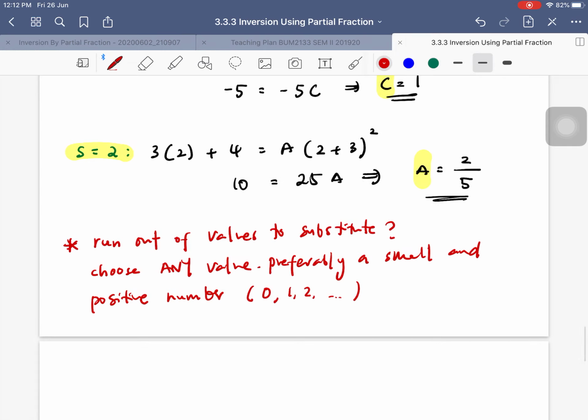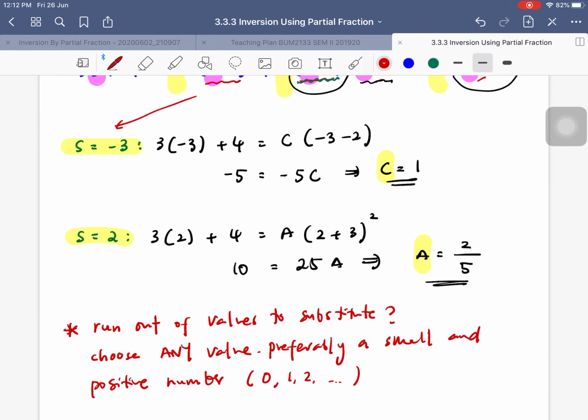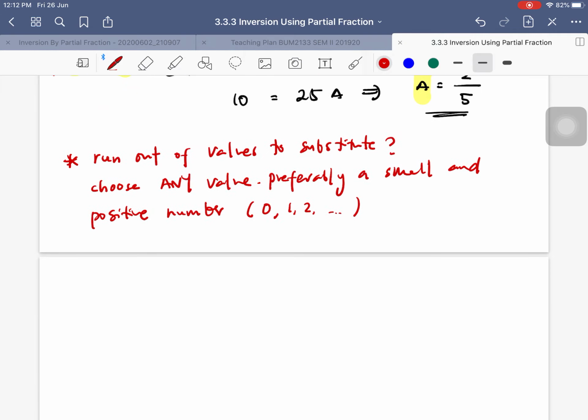And for this case, because I haven't used 0, pick a value that you haven't used. So for this case, I can pick 0, I can pick 1, but I cannot pick 2 because 2 is already here, right? So do not use 2. Therefore, for this particular one, I'm going to use s equal 0. So that is going to be the value that I'm going to substitute. Everywhere there is s in the equation, I'm going to substitute a 0.